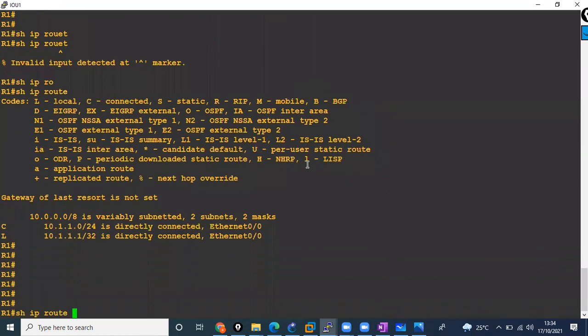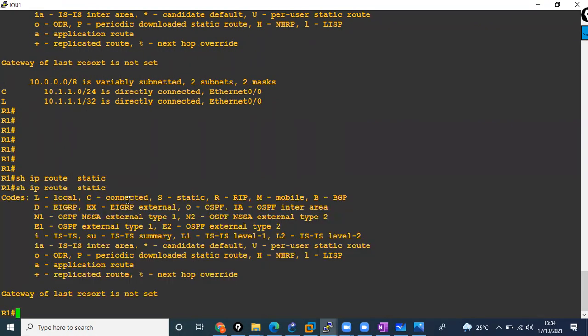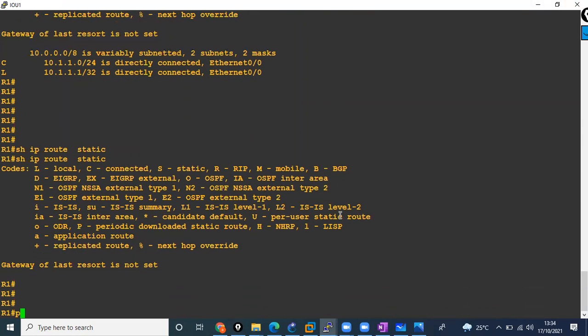There is no route. Okay. Static. There is this command also. So is there any static routes? No, that is not there. So now what we have to do, we have to configure routes on router 1, and now try to ping 20.1.1.3.